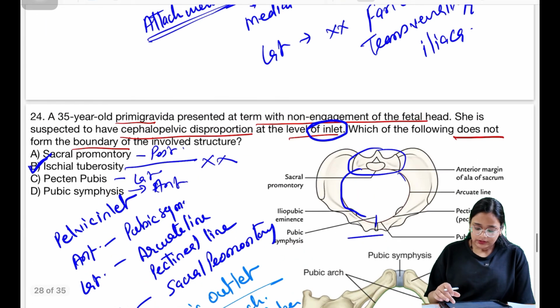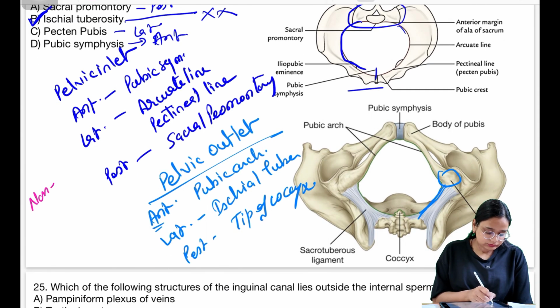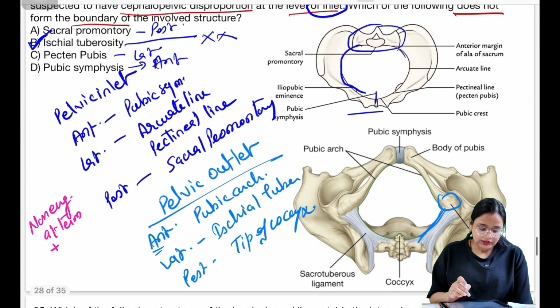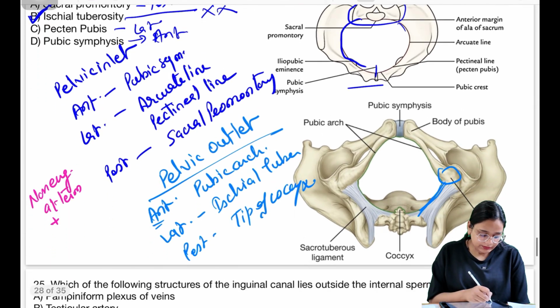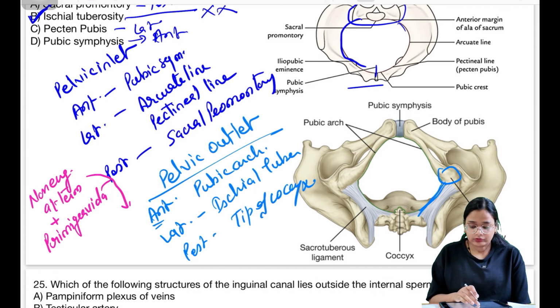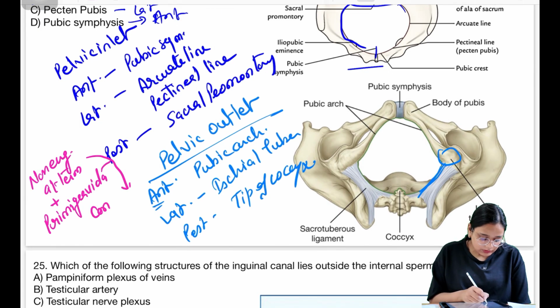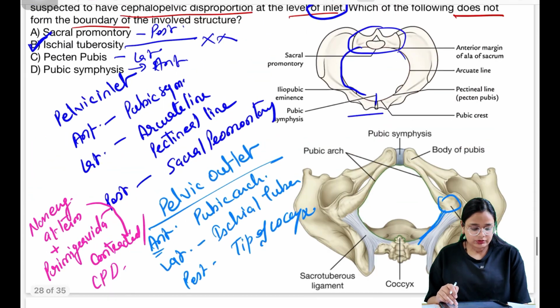So whenever in obs gynae you read non-engagement of fetal head, non-engagement at term plus, and the patient is a primigravida, you have to have two differential diagnoses. First one is either it can be contracted pelvis or cephalopelvic disproportion, CPD. Okay, so this is about question number 24.